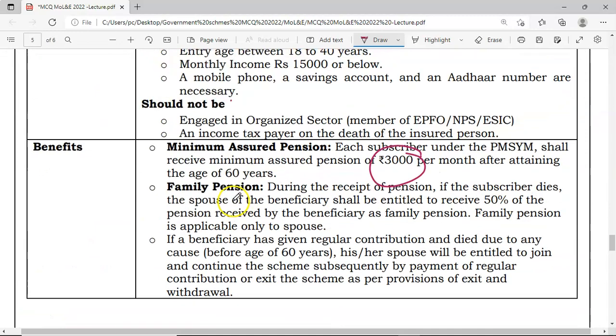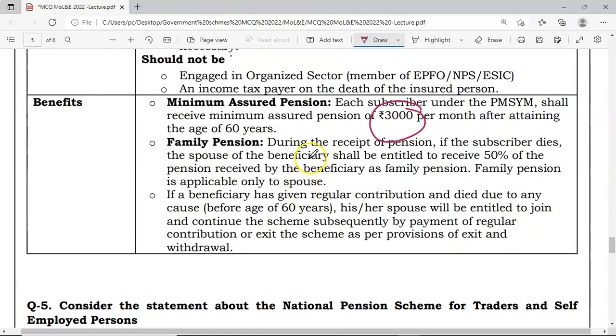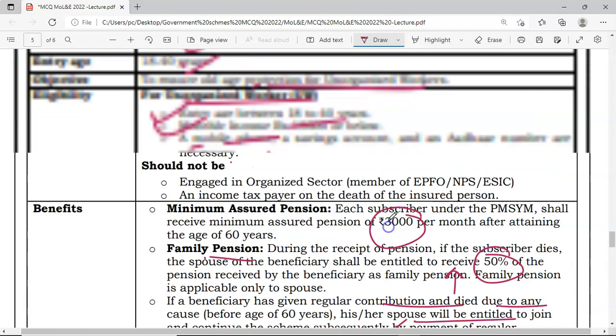Let's see some important points about this scheme. It is a family pension. After the death of the person, 50% of the pension will be received by the spouse. If the beneficiary has given regular contribution and died due to any cause, his spouse will be entitled to join and continue the scheme. The spouse can continue it.